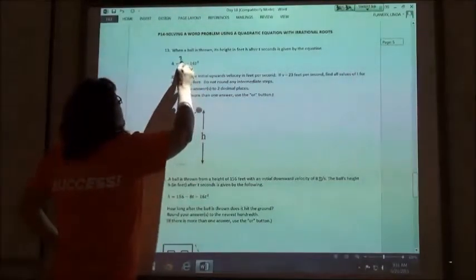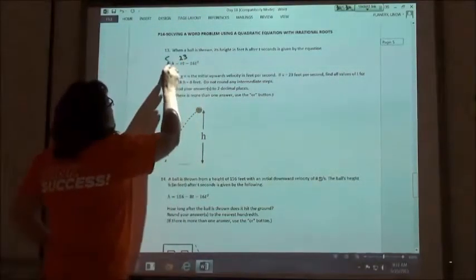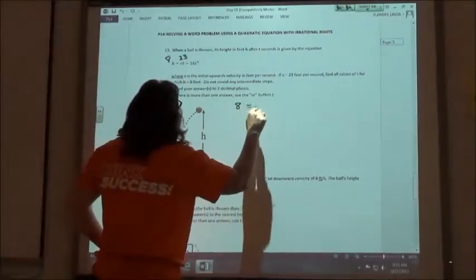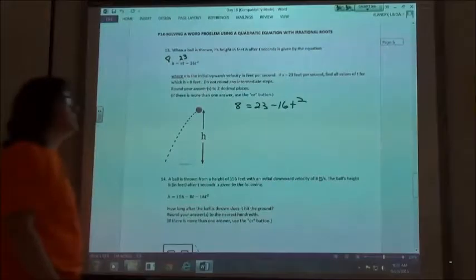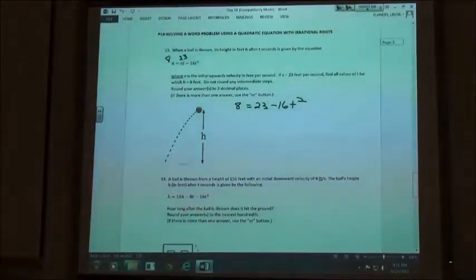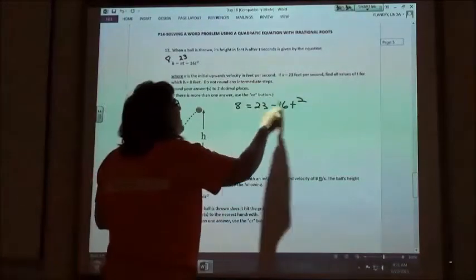V is going to be 23, h is going to be 8, so 8 equals 23 minus 16t squared. Now I have to set that equal to 0. In this case, when you use the quadratic formula, it doesn't really matter if your t squared is negative or not. I just don't like it to be negative. So I'm going to move these over.